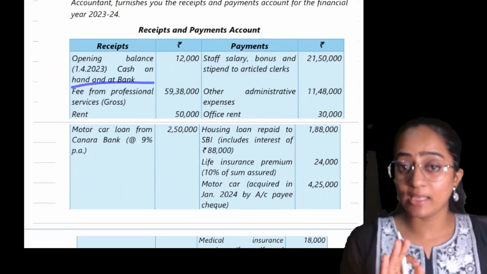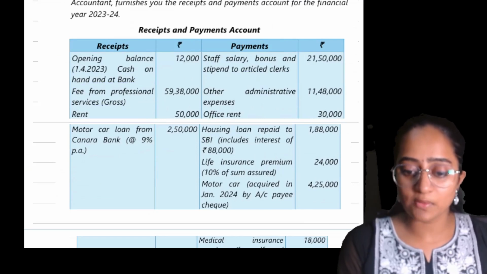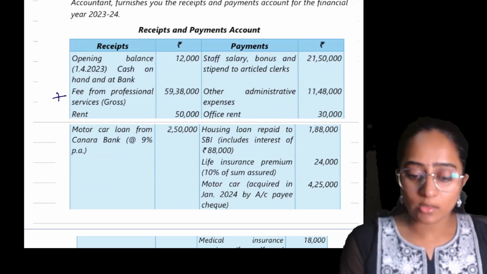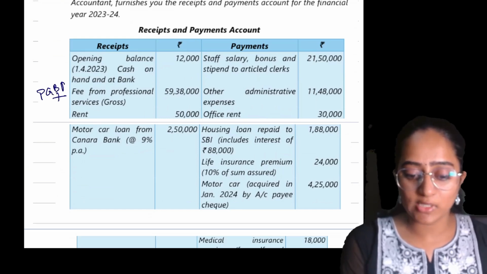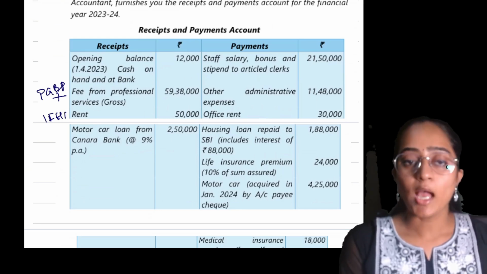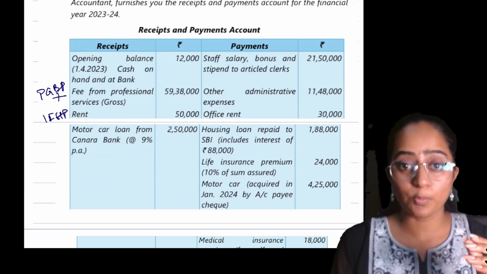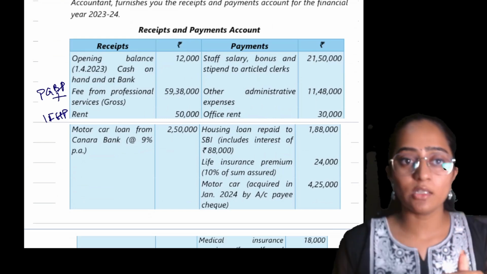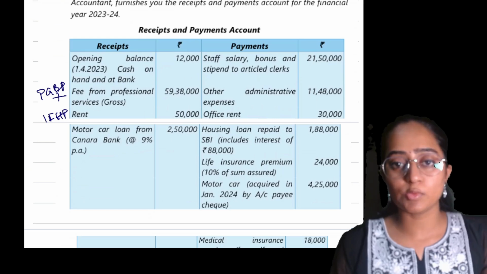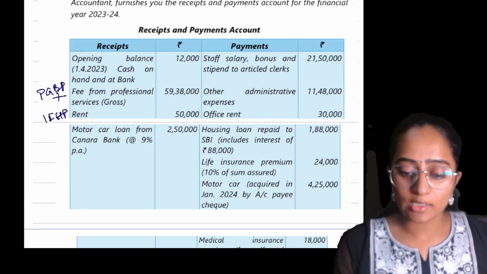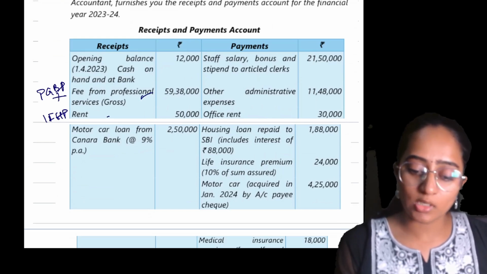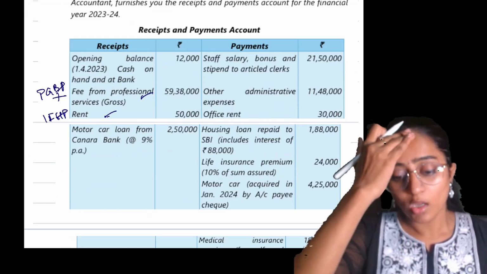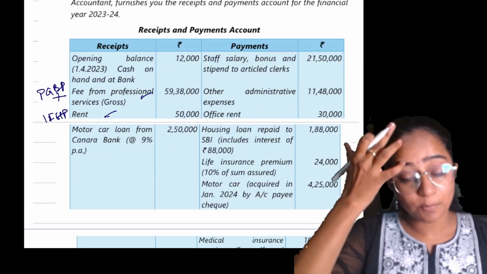Now, you can see over here, the opening balance of cash is irrelevant for PGBP. Fees for professional services will be the starting point for the solution. Rent will come under income from house property. Remember, there is no concept of adding back the house property income, subtracting it from PGBP and then putting it under house property. Nothing like that. In PGBP you directly show it as income, and in income from house property you directly show this as your income. Clear?